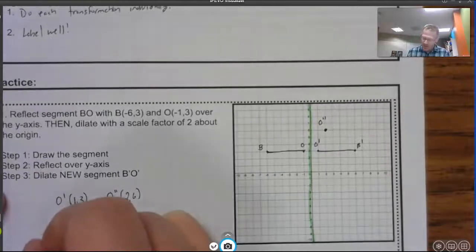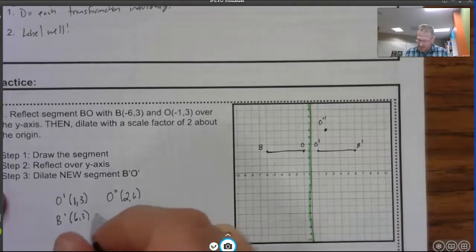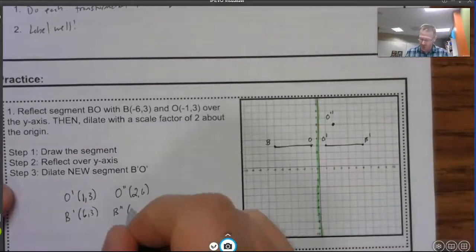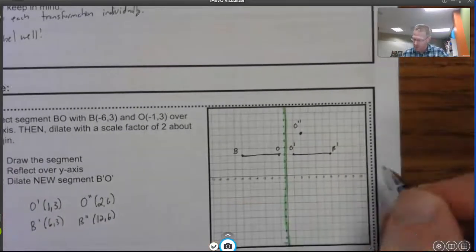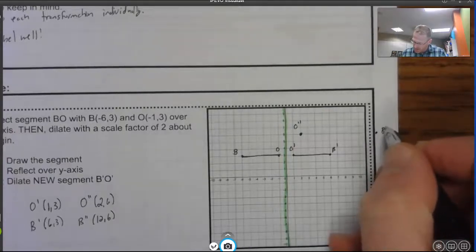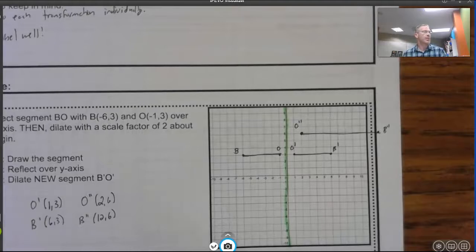All right, B prime is (6, 3), and so B double prime there, if I do a scale factor of 2, would be (12, 6). And then we go off the grid a little bit here, so (12, 6), we'll just estimate is right out here. Okay, and then there's our B double prime, O double prime.